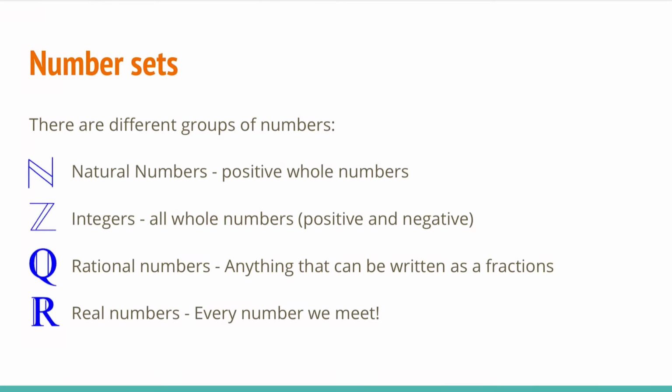So first of all, we need to know about the number sets. So these are the different ways that we can group numbers together. So the first one we've got is N, and that's natural numbers. So that's all of the positive whole numbers.